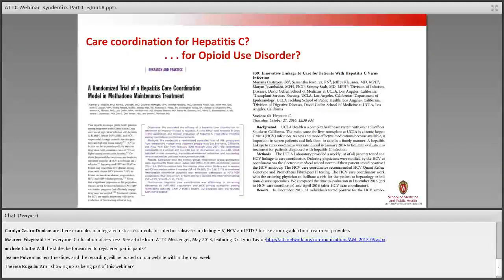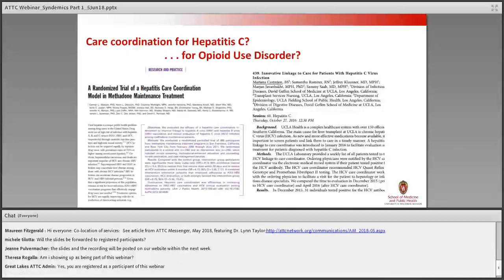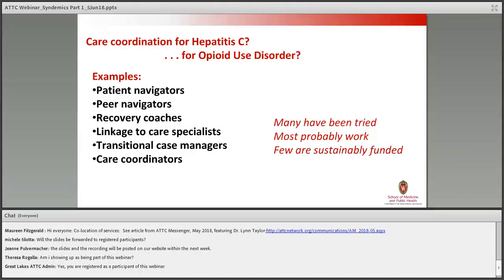So can these things also be useful for hepatitis C and opioid use disorder? Well, the answer is almost certainly yes, and a lot of different things have been tried. These are a couple, a quick search shows a few abstracts and things that essentially use similar methods to take people who have been diagnosed with hepatitis C, either in a community-based setting or in jail or in behavioral health or addiction treatment, and help them get the services they need. They're called a lot of different things. They're called patient navigators, recovery coaches, or linkage to care specialists.